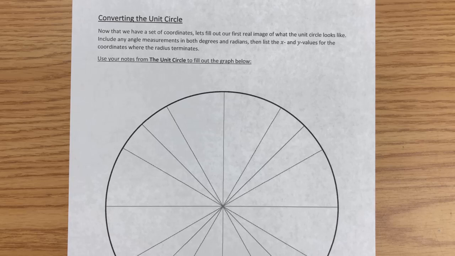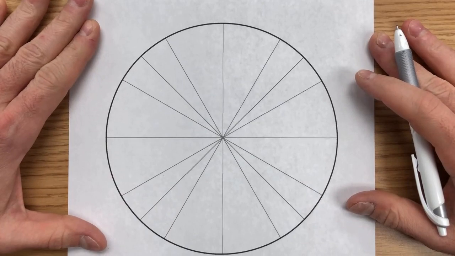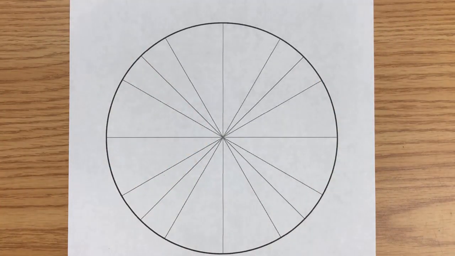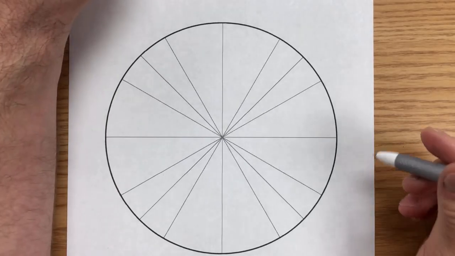So the first thing we're going to be doing today is actually creating the unit circle, which is going to come from your notes in a previous video. However, because we don't want to spend the entire video filling all of that out, we're going to go ahead and fill out the first unit circle so that we have a good grasp on what exactly we're converting.